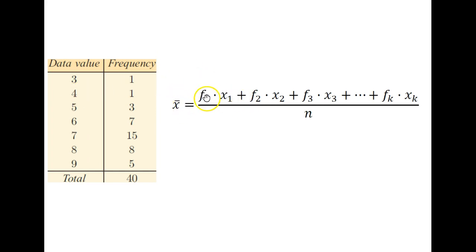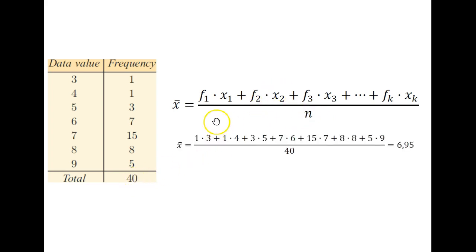So f1 is the frequency of the first data value and x1 is the first data value. And then again, as before, you would divide by the total number of data values, which would be 40 in this case. So here you would say 1 times 3 plus 1 times 4 plus 3 times 5 and so on. So we multiply the frequencies with the data values and then you divide by the total number of data set points. And then you get the average.